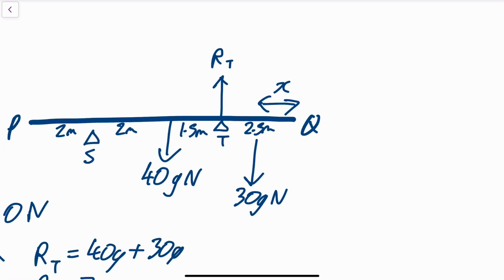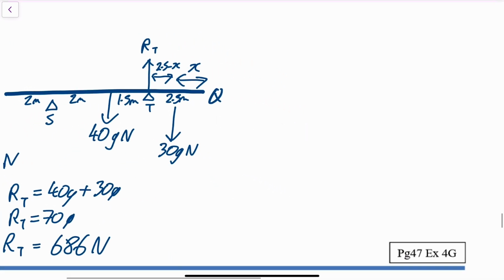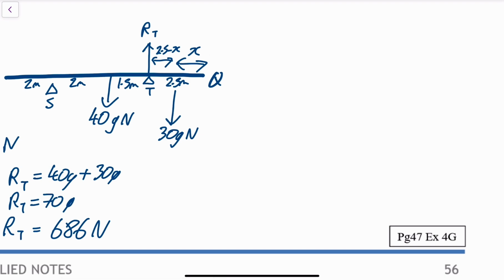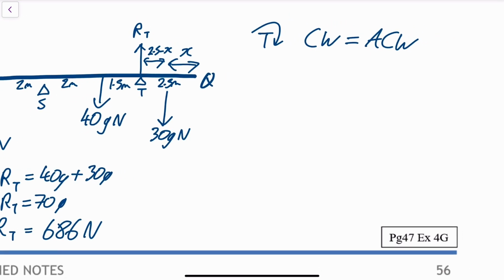Okay, right. I'm going to mark on another length onto this because it's going to make it really easy. This length was 2.5, so that distance there is going to be 2.5 minus x. And what I'm going to do here is take moments about T, using clockwise equals anti-clockwise. I could have taken moments about any point, but that's the easiest one. So clockwise, I've got this force, 30g times 2.5 minus x. And anti-clockwise is going to be this force times this distance, so 40g times 1.5.